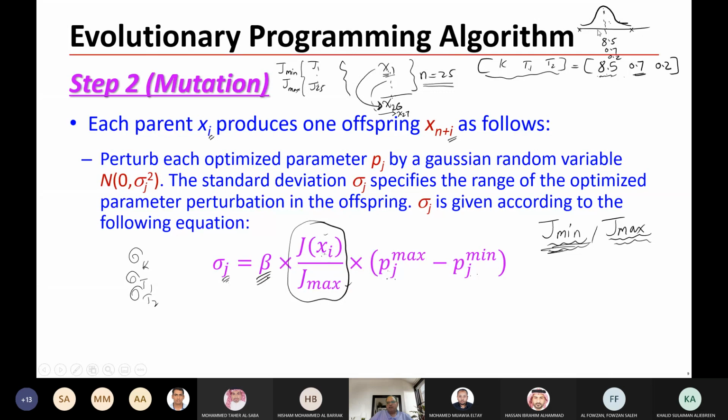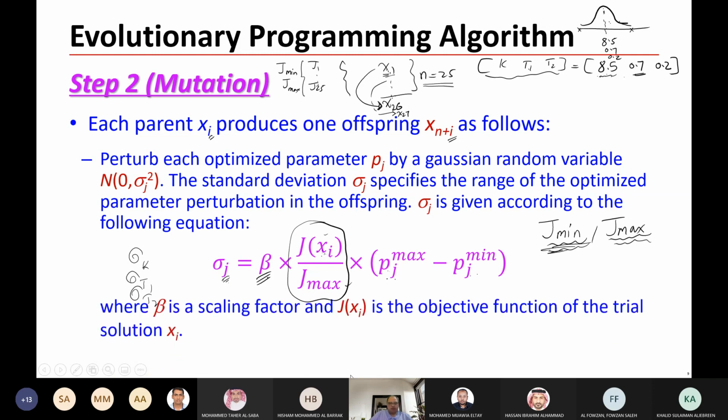So any deviation, or the random number here, will be added to 8.5. It could be positive, it could be negative, because the average here is 0. So you add it to 8.5, so you go this way or you go this way. So you move around the parameters, but with the Gaussian distribution.